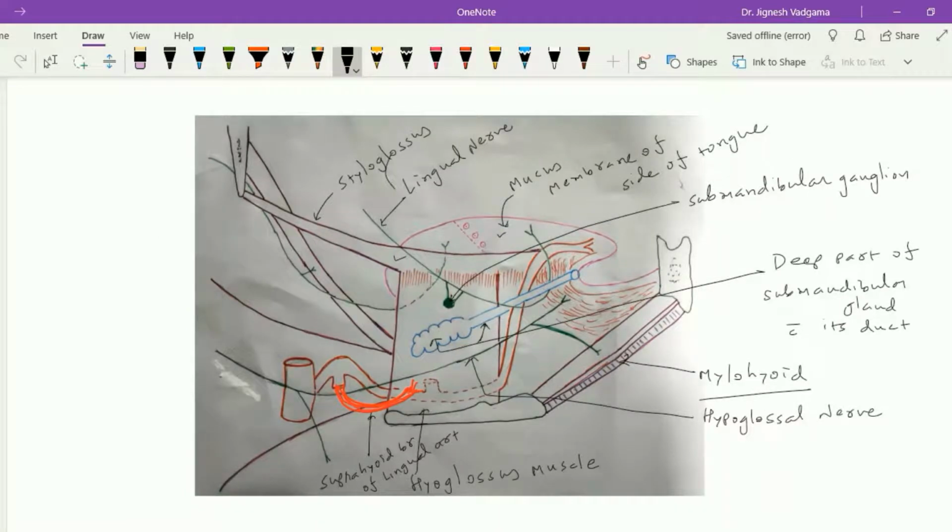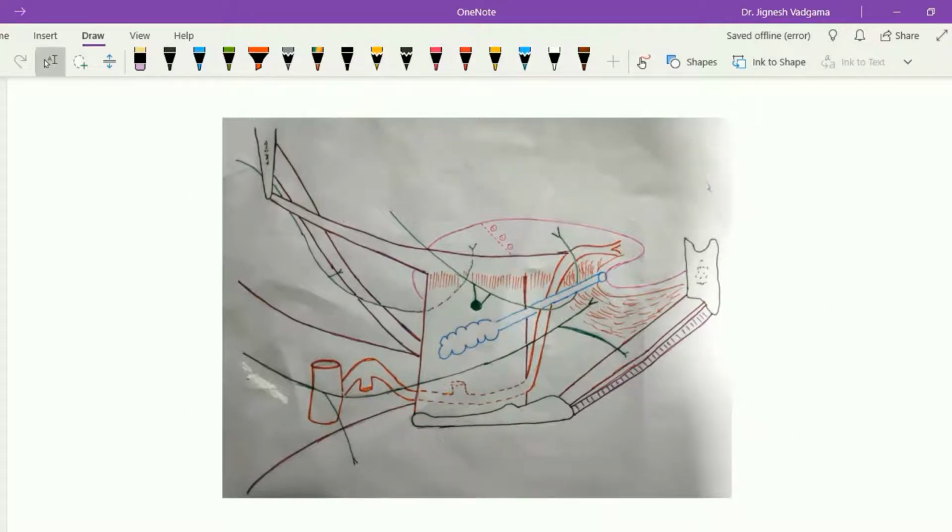Here, the lingual nerve crosses the duct of the submandibular gland laterally and from below, and then it passes upward from the medial side to supply the tongue. So this lingual nerve makes a loop around the submandibular salivary duct. Now let's see the deep relations or the medial relations of the hyoglossus muscle.